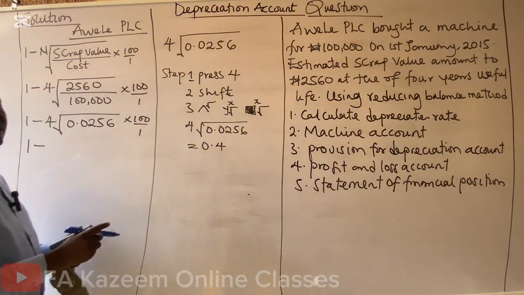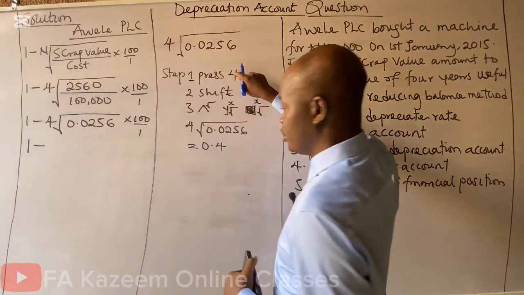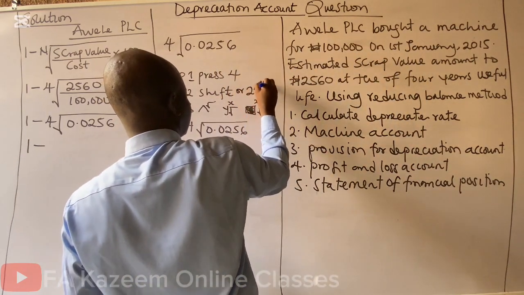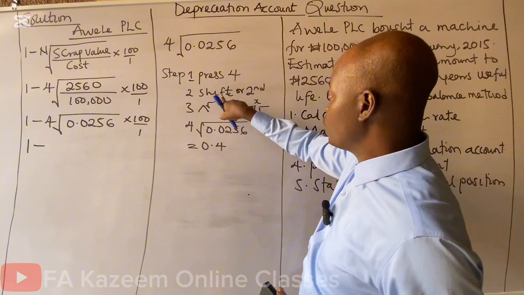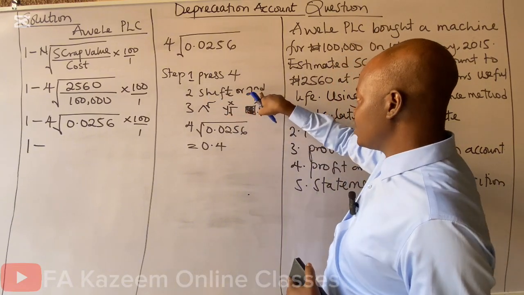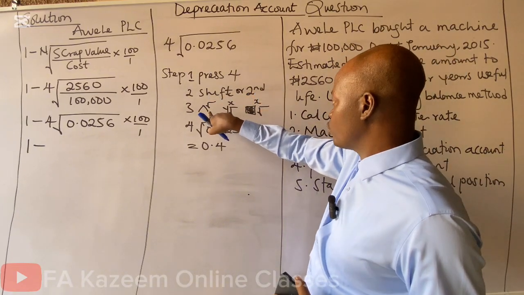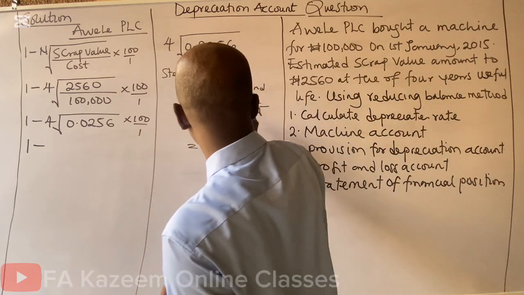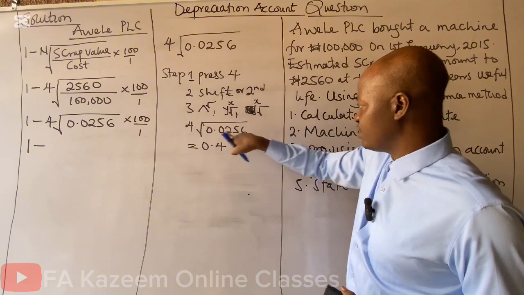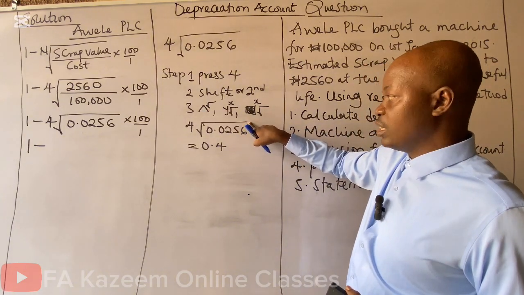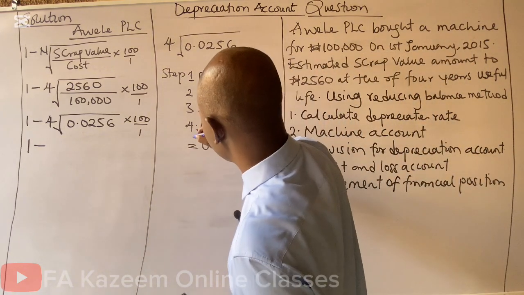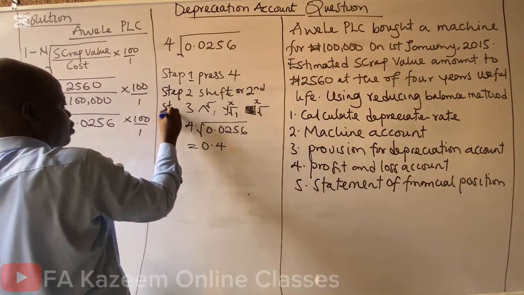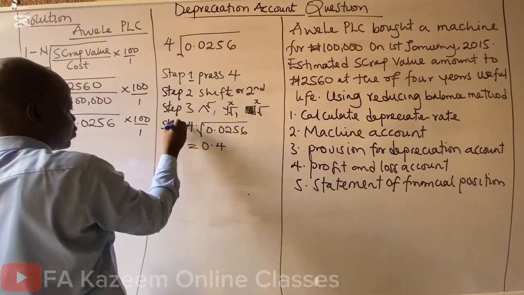The first step there is you press 4 on your calculator. After pressing 4, press shift, or in some calculators they put it as second function. Once you press shift or second function, you go to this function here on your calculator. Some calculators have it like this, or some have it like this. When you press this, this is what will come out. Immediately it comes out, step 4, this step 2, this step 3, this step 4.